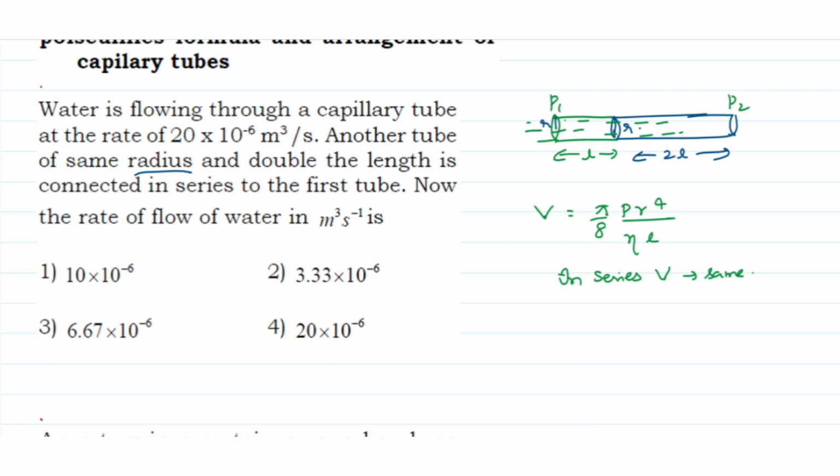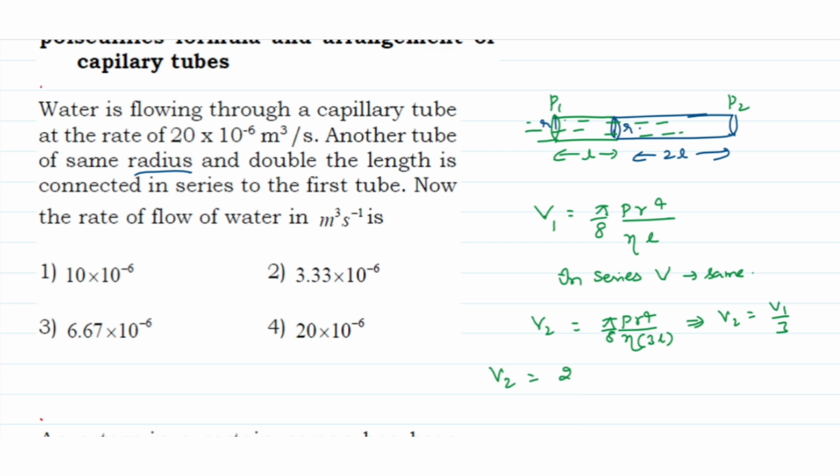So let us take this as V1. When considering the second tube, remember it is a combination of the two tubes, so you must consider the combined length. So V2 equals pi by 8 into P r power 4 by eta into the total length, which after connecting in series will be 3L. So when relating V1 and V2, V2 equals V1 by 3.